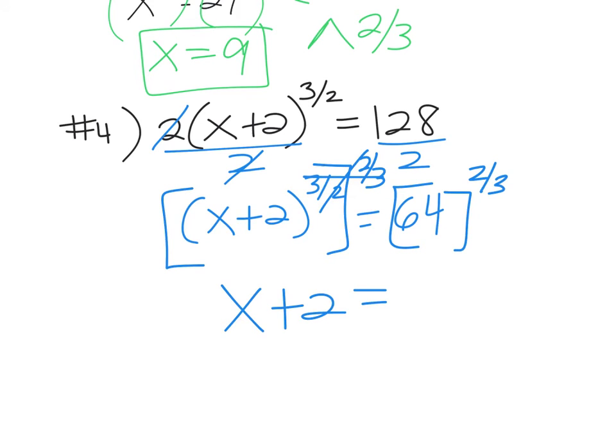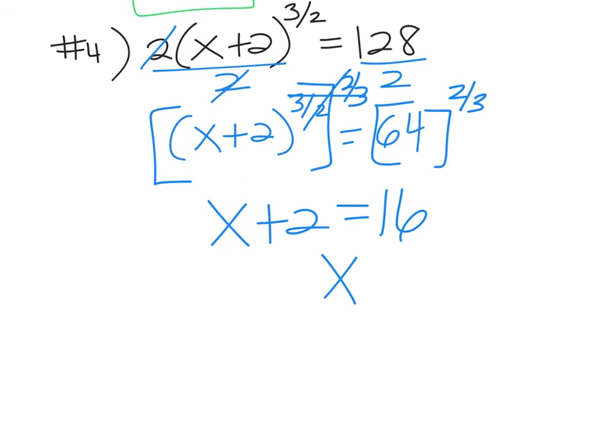And now this part, feel free to use your calculator. 64 to the 2/3. Did you use your calculator? How many of you can do those in your head? The cube root of 64 is 4. 4 squared is 16. Last step, x is 14. Ooh, that's Greg's hockey number. Okay, number 5.